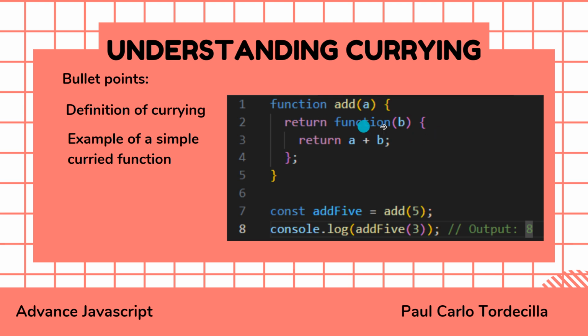Here, in this example, we created a function with the parameters a and b, then return a plus b. Then we created add 5, then console log add 3, and the output is 8, because 5 plus 3.